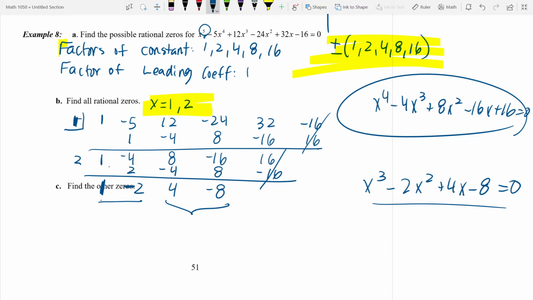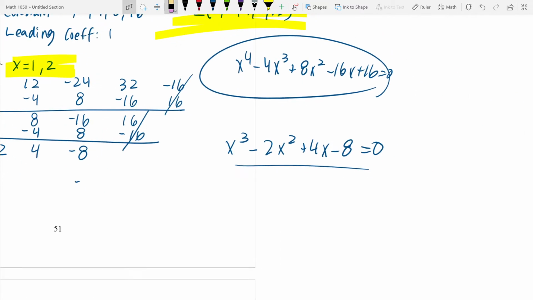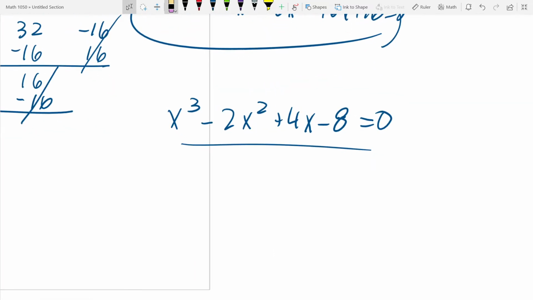Don't write this down, but just look. If I took out a 4, the 4 would be a 1, the -8 would be a -2. That trick, since it works, tells me I know how to factor this thing. Okay? So now, write that down. x to the third minus 2x to the second plus 4x minus 8.